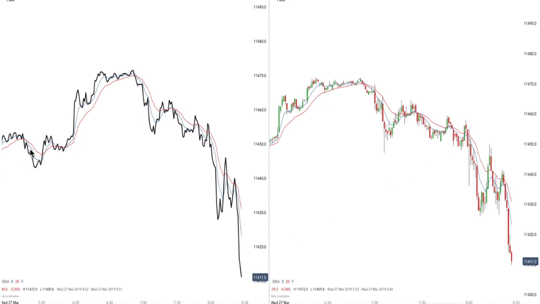Now, on both charts we've got two moving averages. We've got the 8 and the 20 moving averages. The 20 moving average is the red line, the 8 is the blue line. And again, that provides me with context. Whilst price is above the moving averages, then it's going up. And when it's below the moving averages, then price is generally going down.